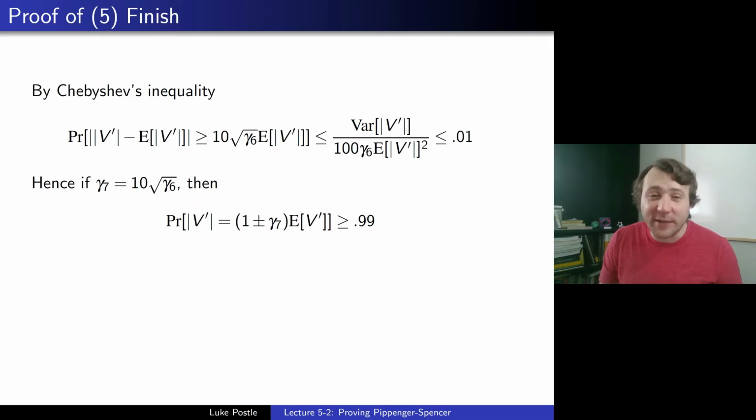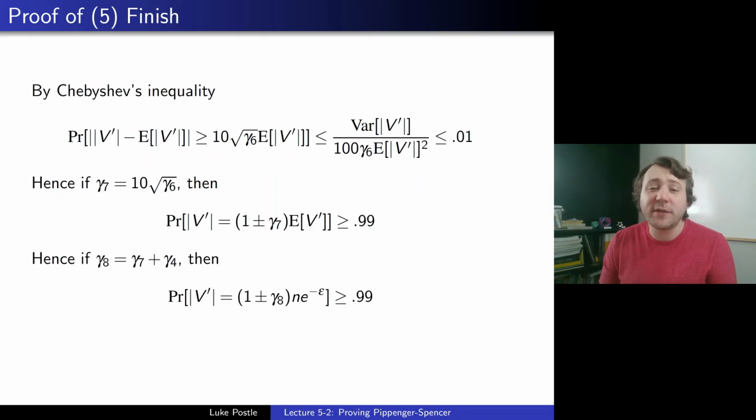So if we set gamma 7 to be 10 square root gamma 6, we know that the probability that V prime is within plus or minus gamma 7 of the expectation is at least 0.99. So 99% of the time, we're going to be within some gamma function of this expectation. And so then if we knew the expectation was within some factor of gamma 4, so if you set gamma 8 to be gamma 7 plus gamma 4, then we'll be within a gamma 8 factor of this n to the e minus epsilon that we were going after, with probability at least 0.99. And thus, this proves 5.